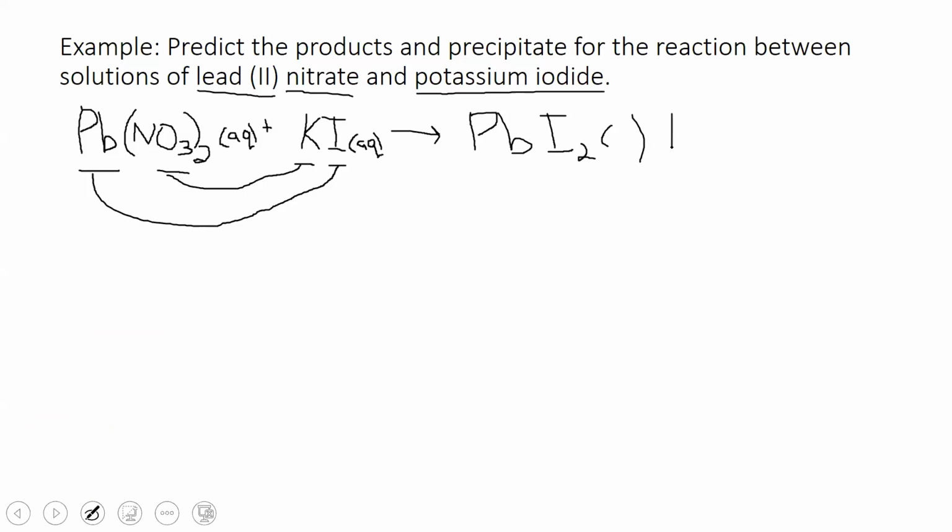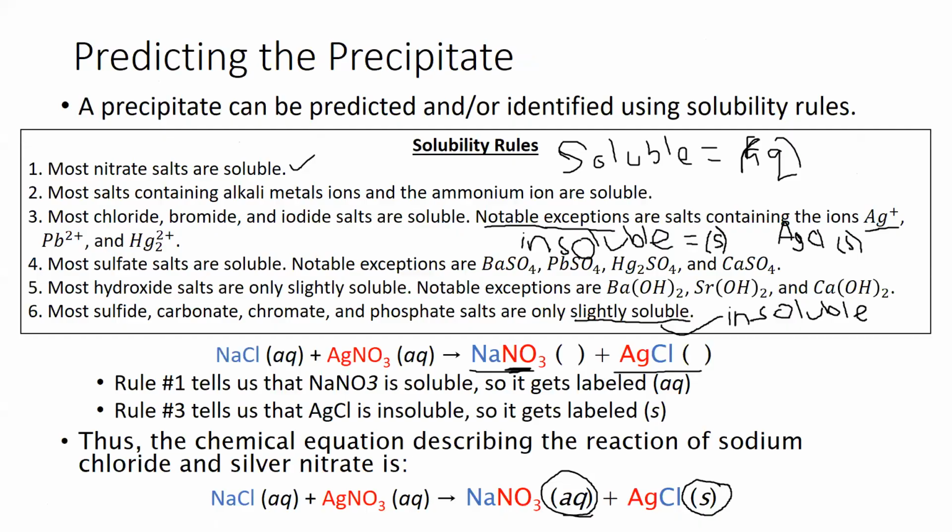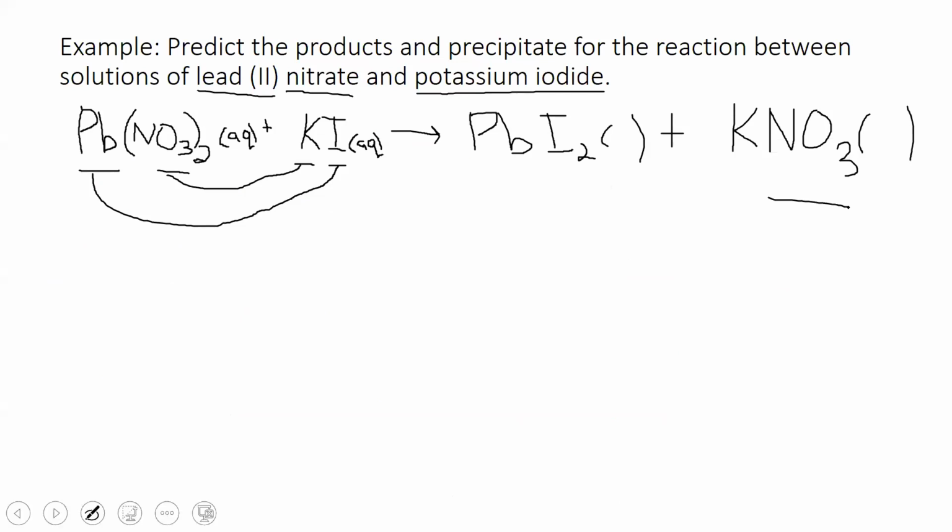Okay. Plus, we've got our potassium nitrate, so K NO3. Okay, and we put our sort of empty parentheses there for the phases. And then we can go back up to our solubility rules. We know most nitrate salts are soluble. Well, here we have a nitrate salt, so we know that that's going to be aqueous.